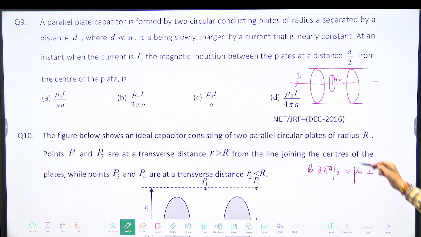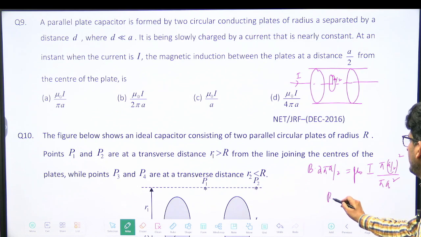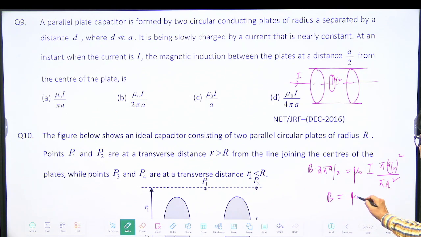That will be total I times the area ratio, pi (a by 2) squared by pi a squared. This is the normal unitary method. And then when you calculate the value of B, you get mu naught I by 4 pi a.